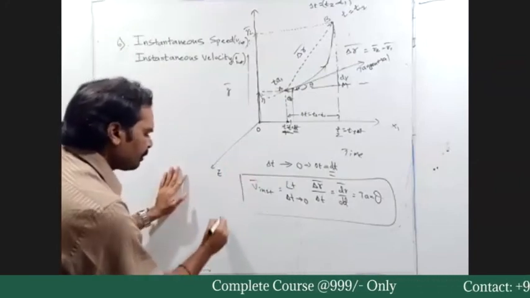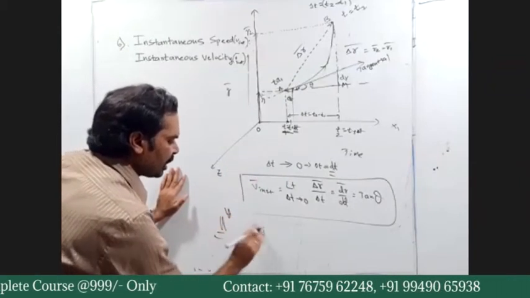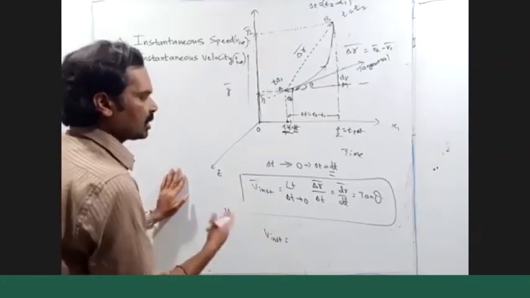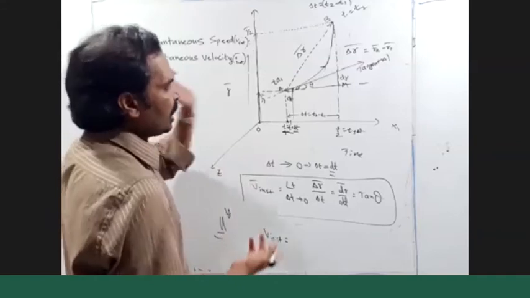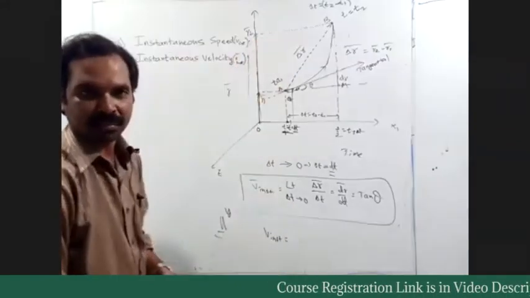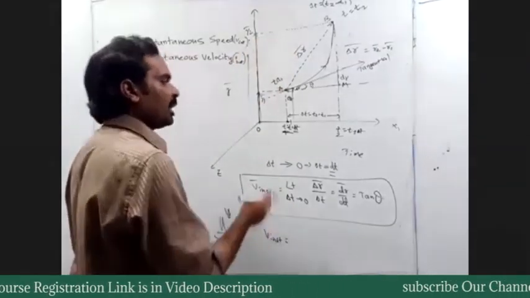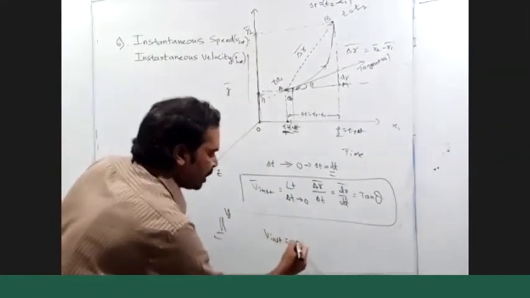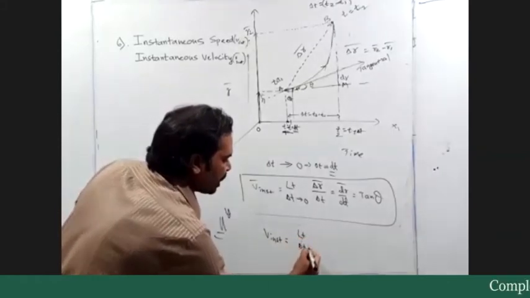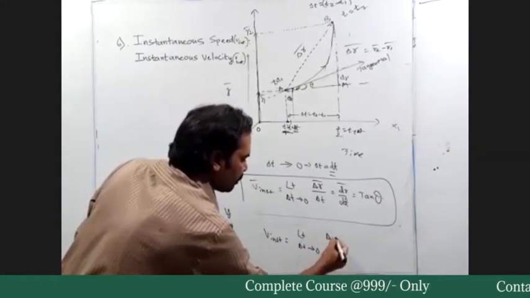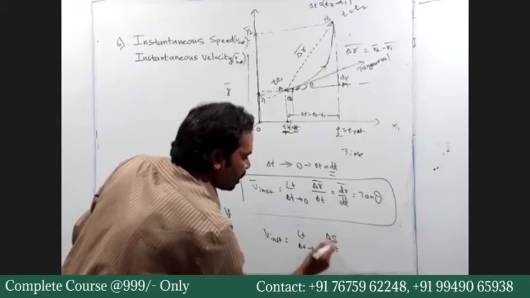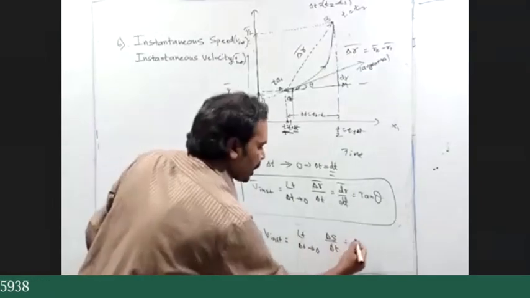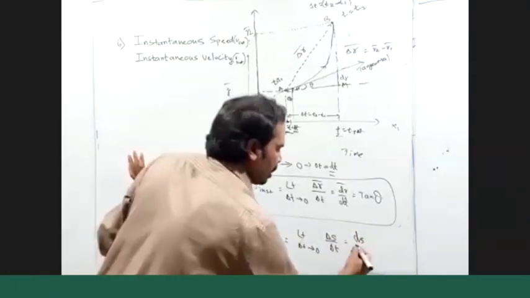Similarly, what is the difference between instantaneous velocity and instantaneous speed? Instantaneous velocity is related to the change in position, while instantaneous speed is related to the change in travel distance. Therefore instantaneous speed v is equal to limit delta t tends to 0 of delta s by delta t. Delta s is the travel distance, so when this tends to 0, it is a very minute distance ds by dt.